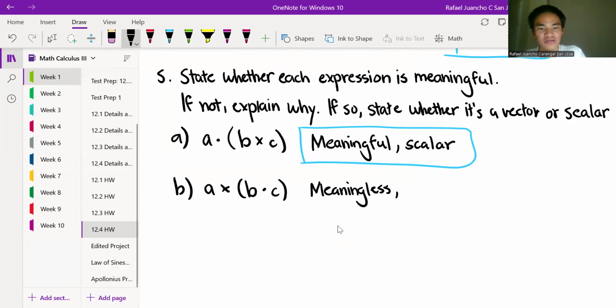If not, explain why. So this is meaningless because the cross product is defined only for two vectors. Yeah. So the cross product is defined only for two vectors. And they could be zero vectors, believe it or not. 0, 0, 0. It works.